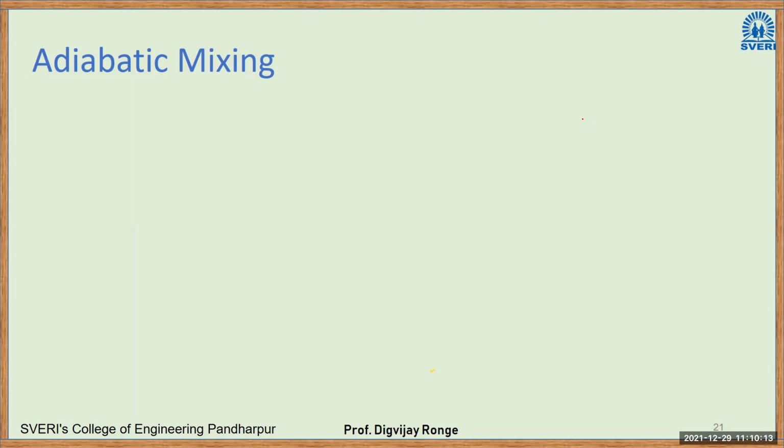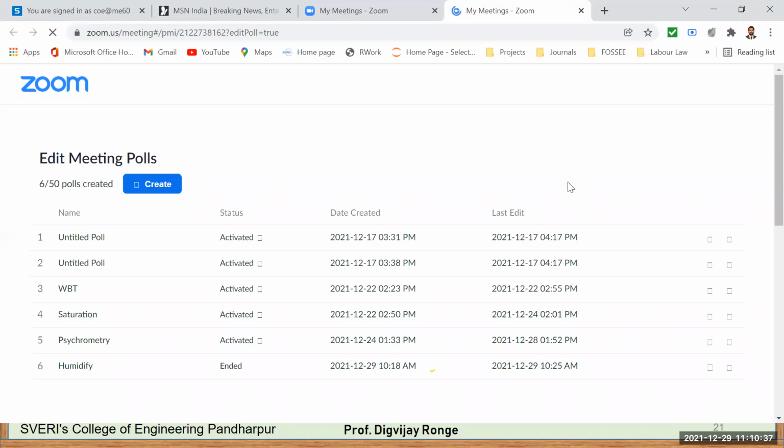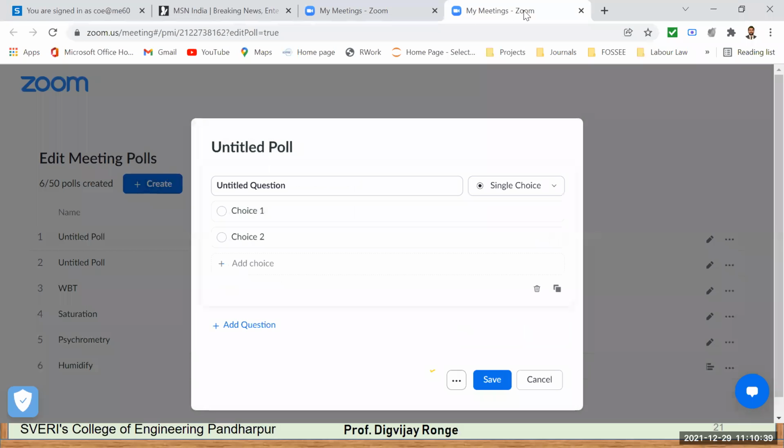We'll go to the next point and see what adiabatic mixing is. Before that, let me ask you a question. Let us see if you understood what is happening here. I'm creating one poll again.